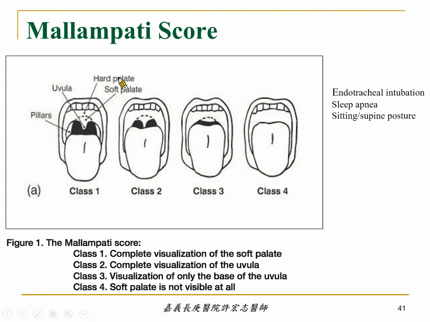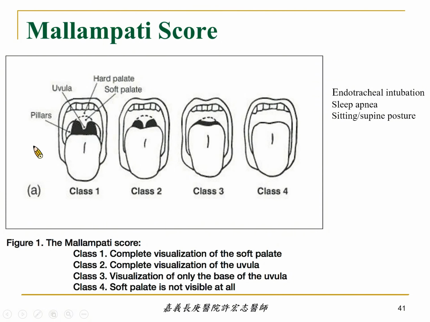The Mallampati score was invented by an Indian anesthetic doctor called Mallampati. He divided the oral area into 4 stages, and all of them you can see by yourself with the iPhone or mirror, to see what the Mallampati score of your current status is.